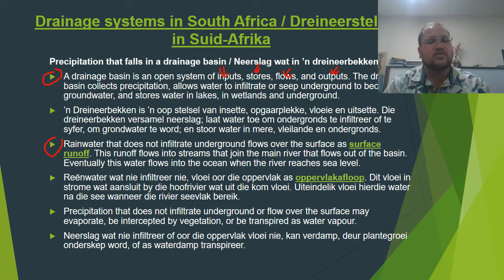Rainwater that does not infiltrate underground flows over the surface as surface runoff. So surface runoff is any water flowing over the top of the ground. This runoff flows into streams that join the main river that flows out of the basin. Eventually, this water flows into the ocean when the river reaches sea level. Precipitation that does not infiltrate underground or flow over the surface may evaporate, be intercepted by vegetation, or be transpired as water vapor.